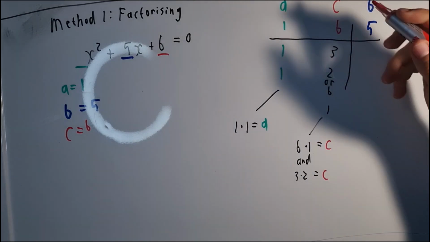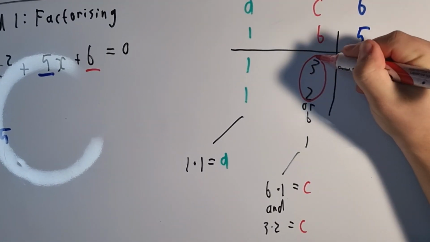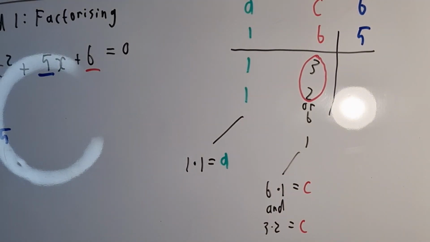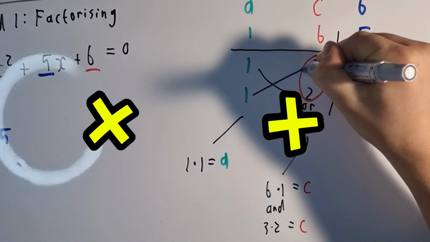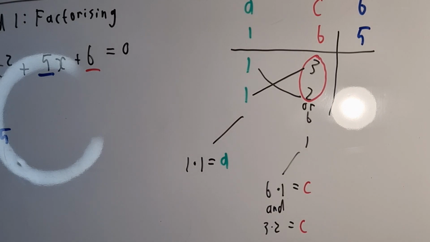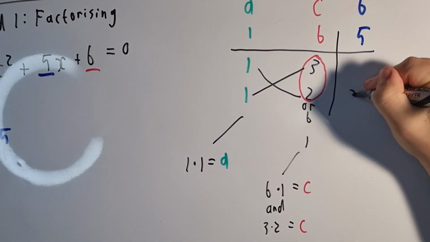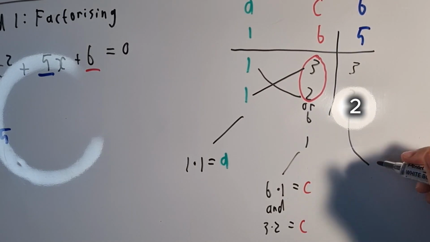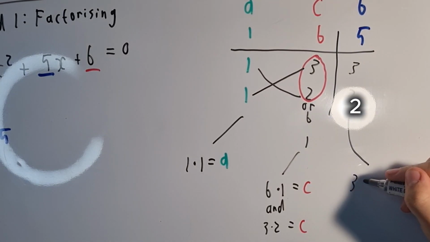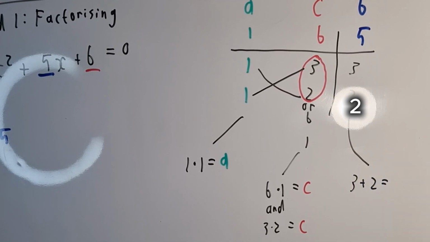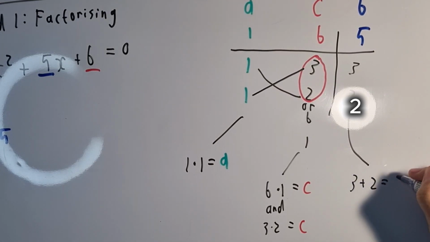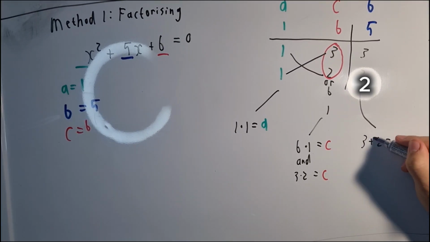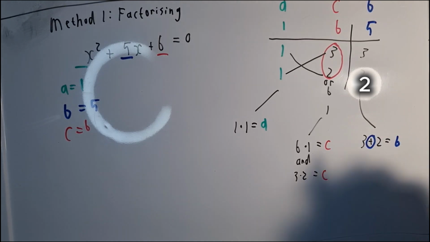Then for the last column, this column works a little bit different than the rest. Instead of multiplying, we need to add to get b. So we just cross multiply. 1 times 2 gives 2, and 1 times 3 gives 3. Now, if we did this correctly, these values should add to give us b. So let's check. And yes, we are right, as 3 plus 2 is 5, which is equal to b. Now we are basically finished.